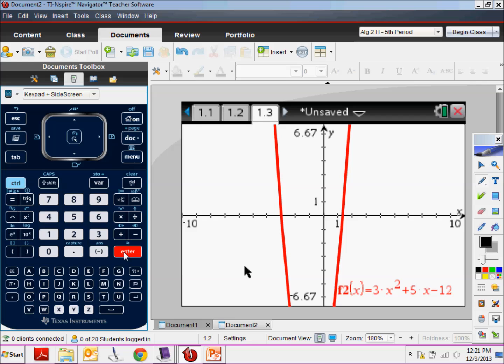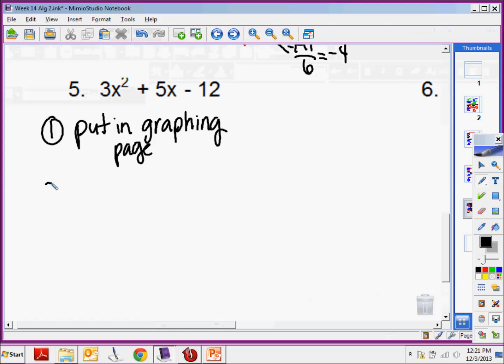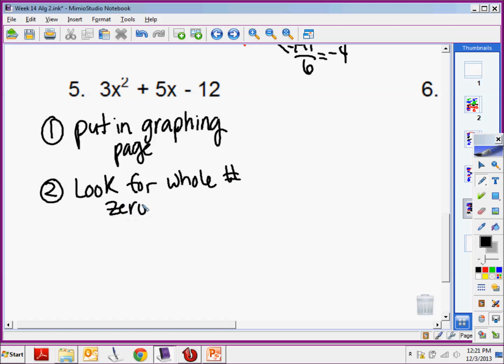Okay. Step 2 is look for whole number zeros. And remember, zeros are also your x intercepts.